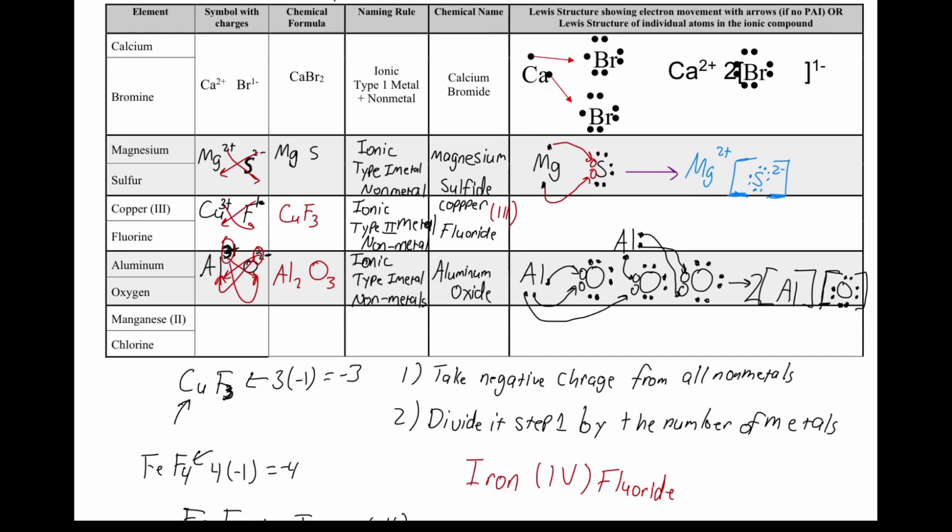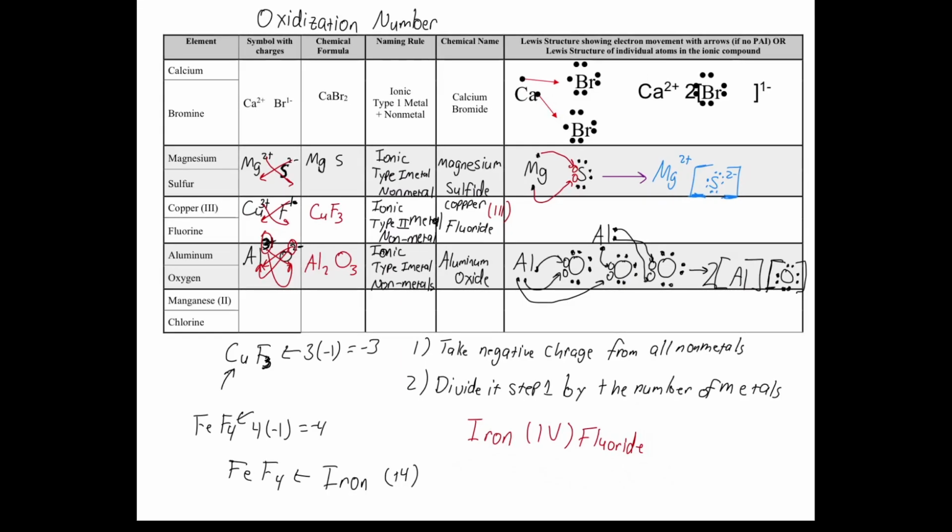Those conditions, again, everything in that compound has to have a full outer octet, and the compound itself has to have the same number of negative charges as it does positive charges. It needs to be neutral.